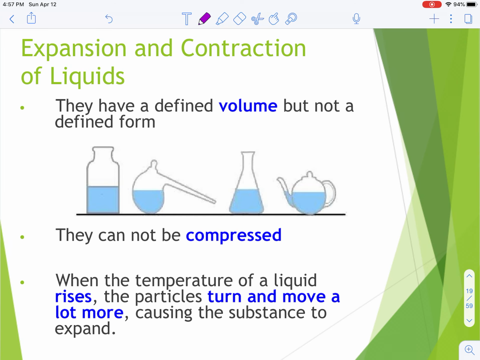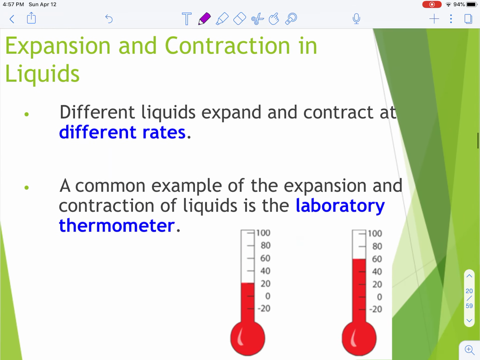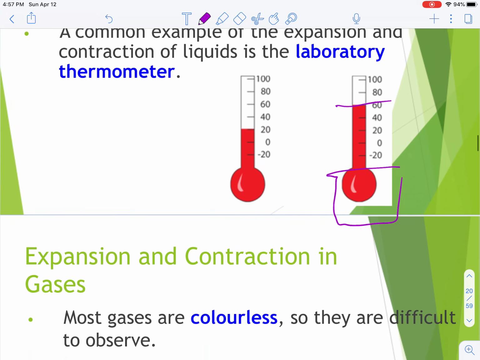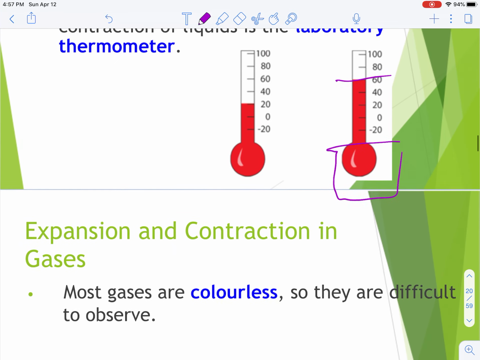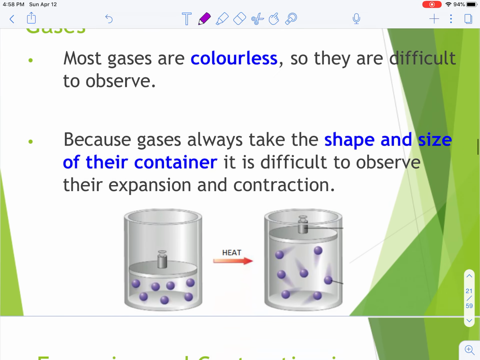Moving on to liquids. Those liquids have a certain volume no matter what container you put them in, but you cannot compress them, and they take the shape of that container. Different liquids can also expand at different rates. One thing we can think about is the lab thermometer: if you put it into something warmer, like a beaker that's warmer here, the liquid will expand and actually rise to whatever temperature it is, and that's what it's calibrated to do. It just shows you that warmer liquids will expand.